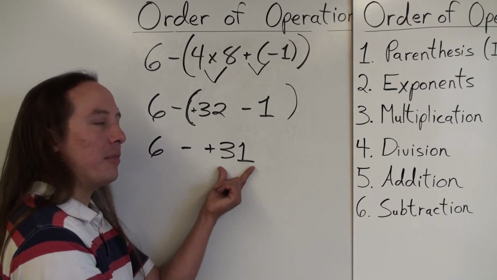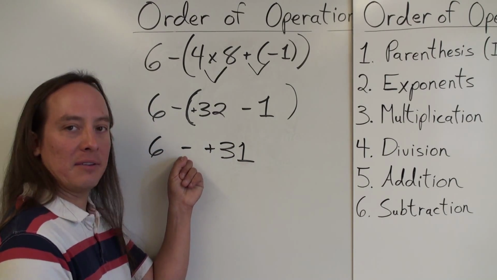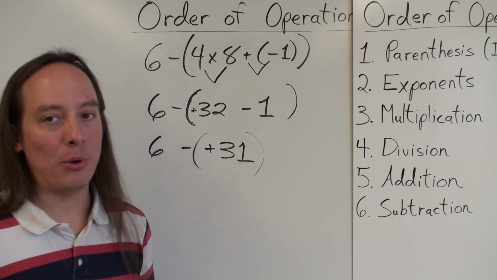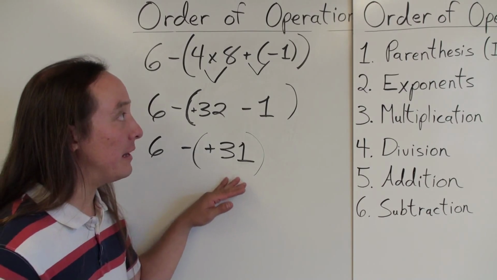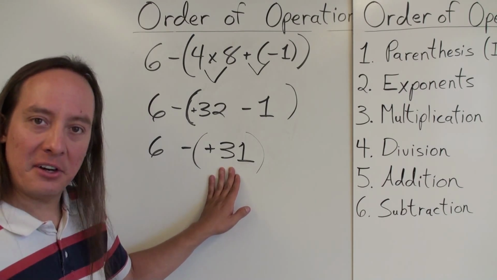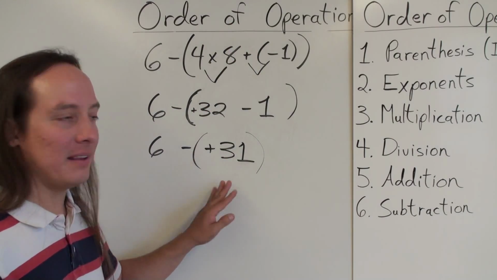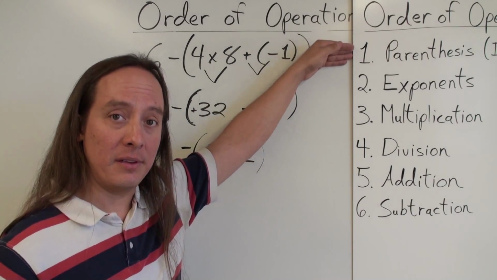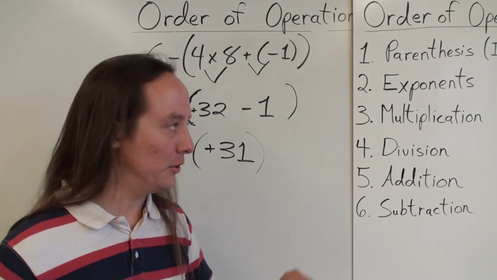And again, I'm going to keep the parentheses because there's a sign outside. In other words, 31 has 2 signs. Because of that, I still keep the parentheses, even though I finished all the steps inside. I'm left with the answer of what was inside the parentheses and its sign. That's it. That means that I'm finished with the parentheses. I got down to the one single number.